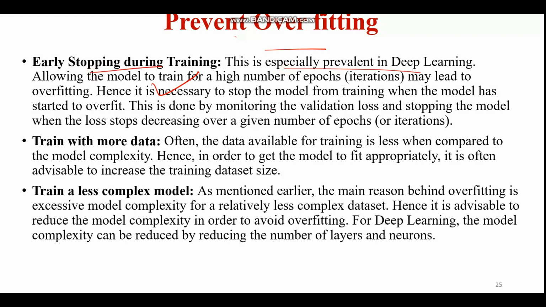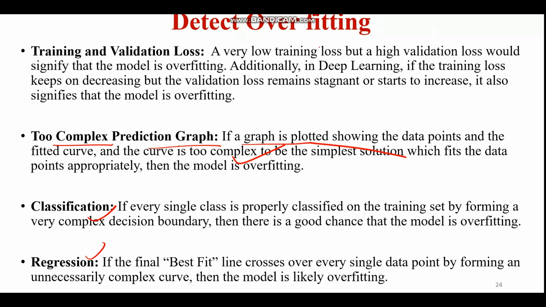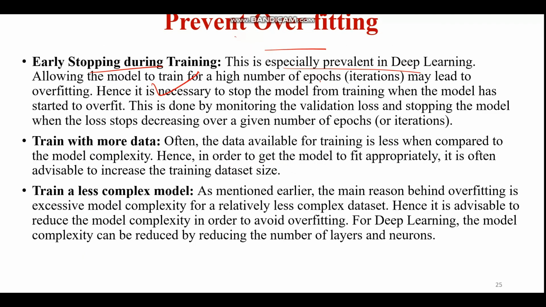This is especially prevalent in deep learning, where allowing the model to train for a high number of iterations may lead to overfitting. So it is very necessary to stop the model from training when the model has started to overfit. This can be done with the help of the detection method, as we can see over here. Validation loss is increasing in this case, so this can be monitored. If we are getting too much validation loss, then stop the model from training.